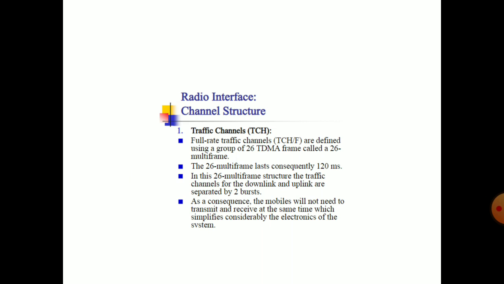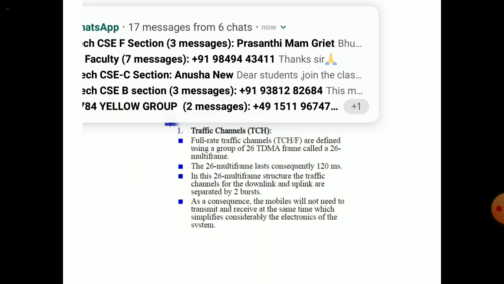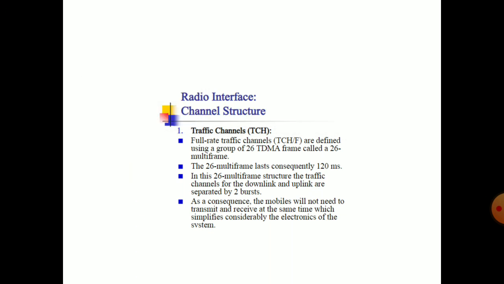And the traffic channels: the 26 multi-frame lasts 120 milliseconds. The full rate traffic channel is defined as a group of 26 TDMA frames, called a 26 multi-frame. The mobiles do not transmit and receive at the same time, which simplifies the electronics of the system.